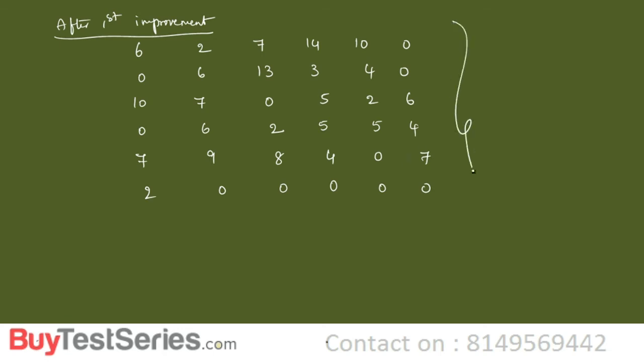Okay, now this is my new solution after improvement. Again, I need to check whether this is the best solution or not. So what will I do? Again, I'll cover zeros, covering zeros with minimum number of lines.